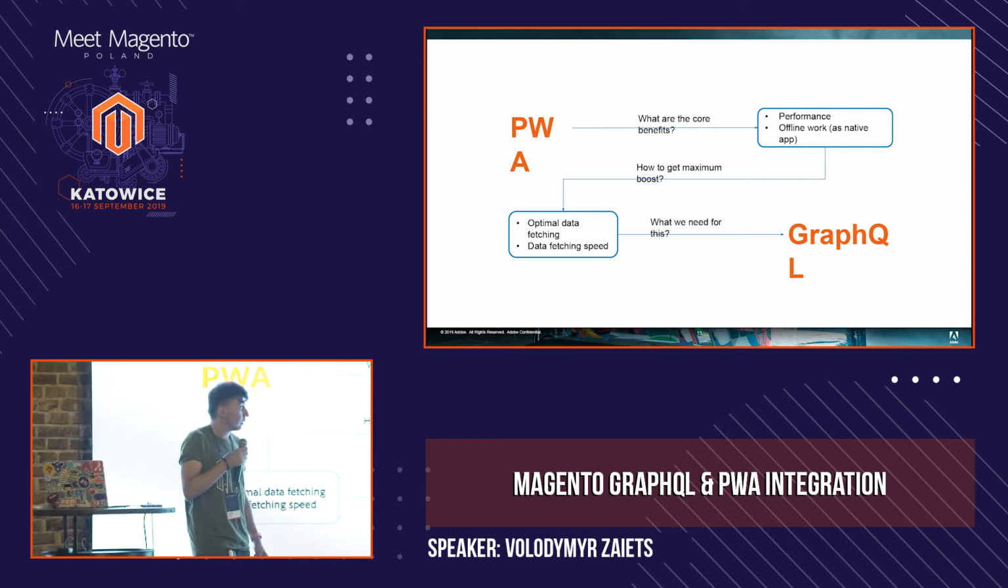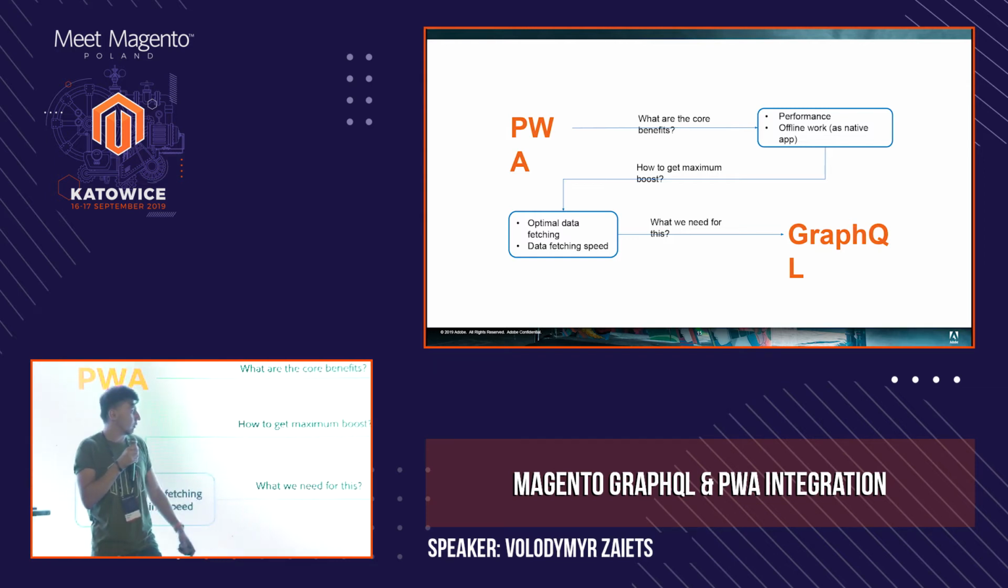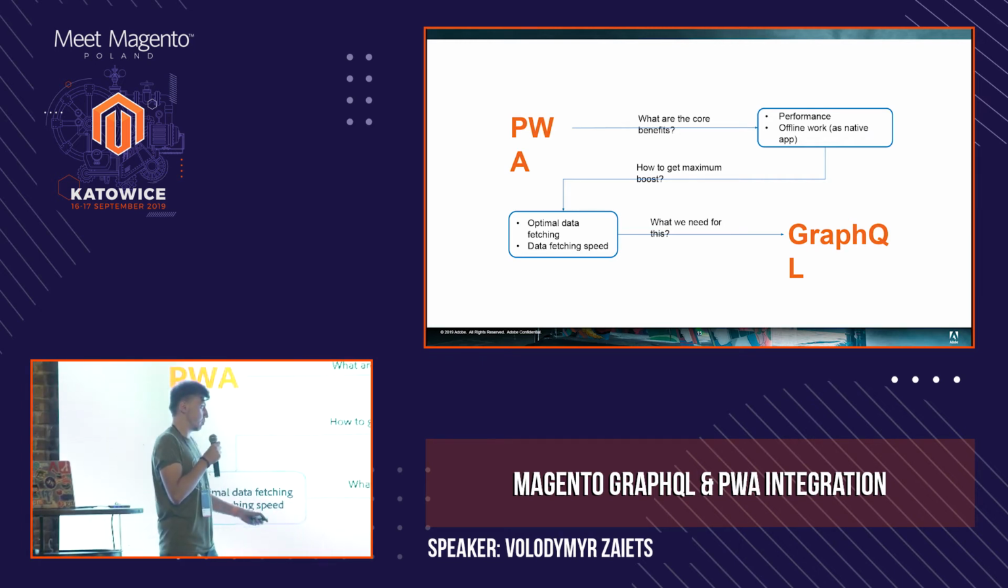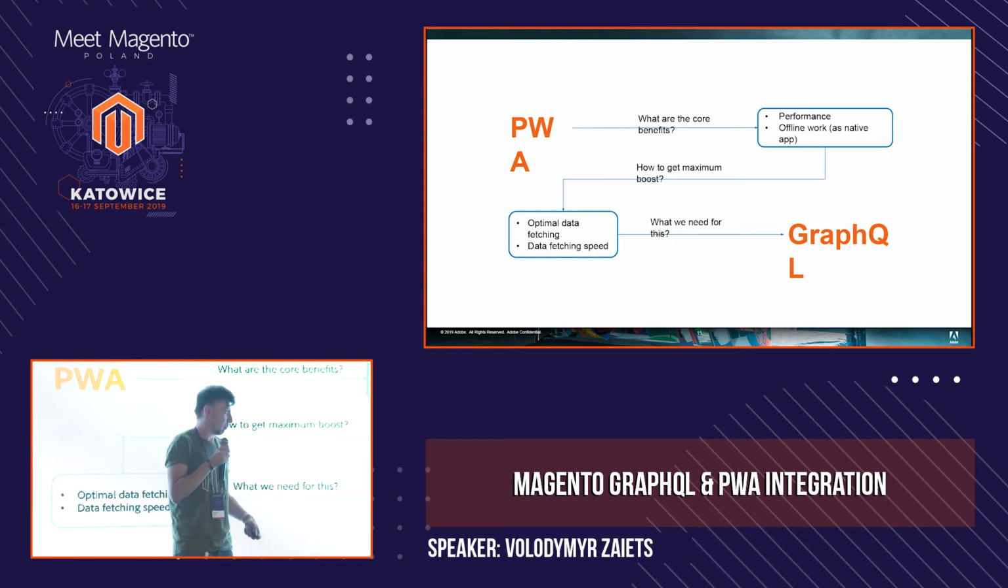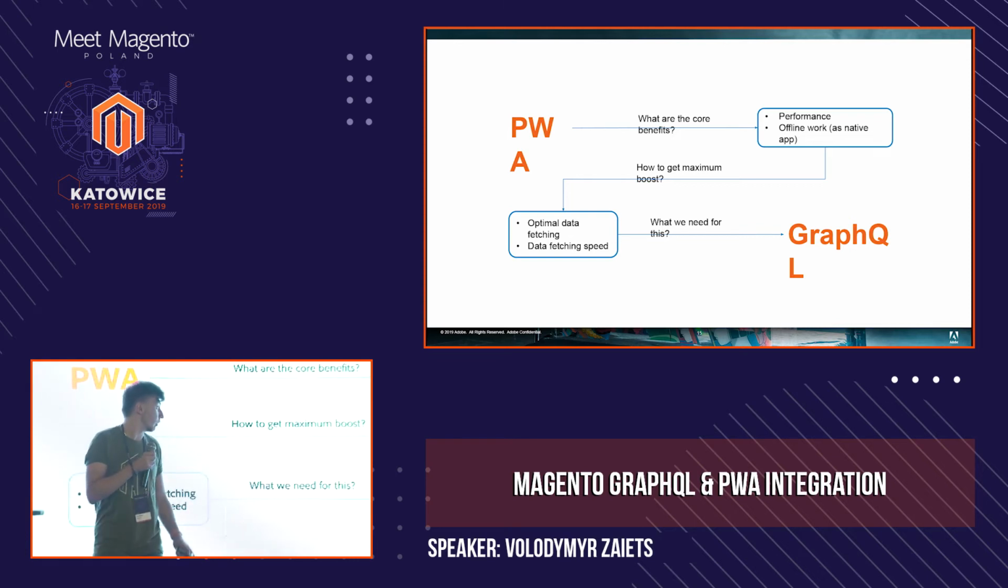Okay, like maybe catalog, his cart, his wish list, etc. That's why optimal data fetching and data fetching speed is so important. And in general, API is important because API provides the data for our PWA application.